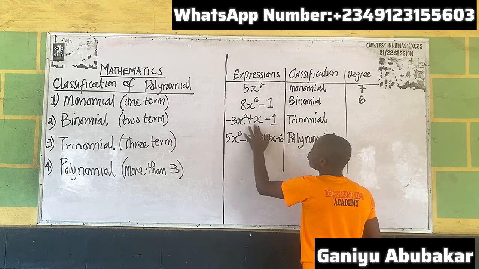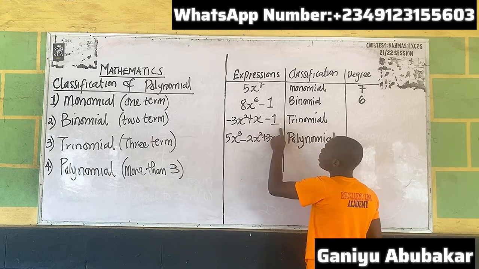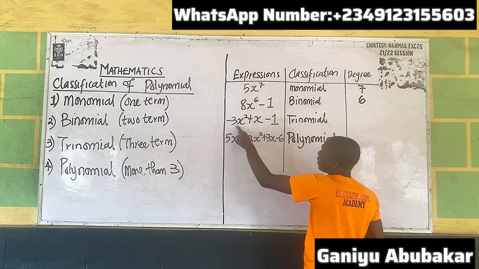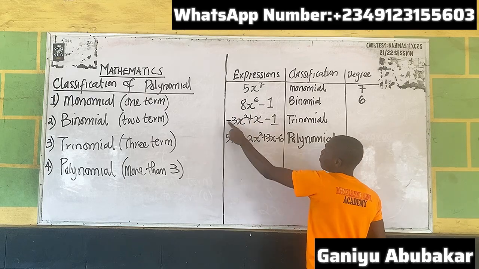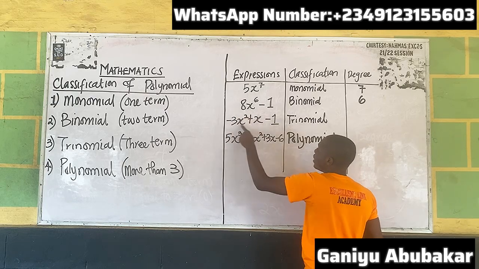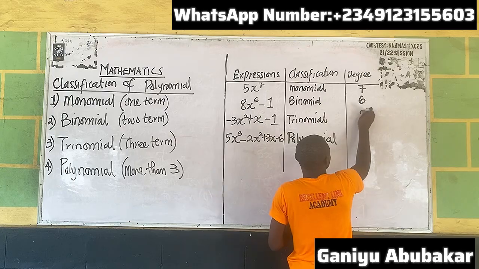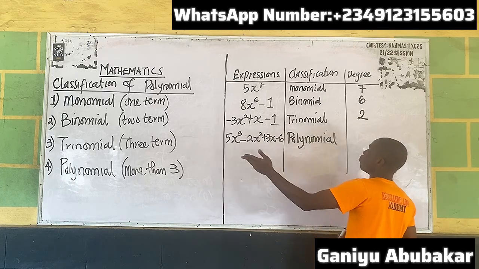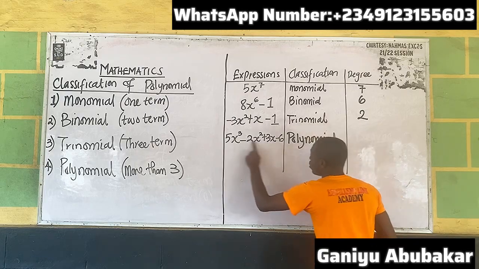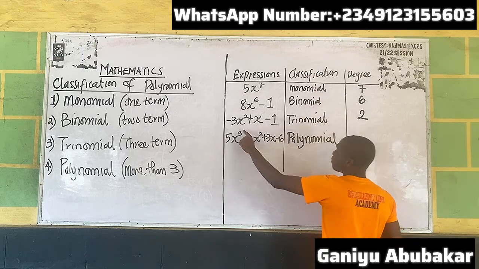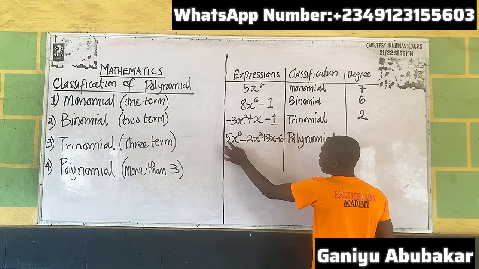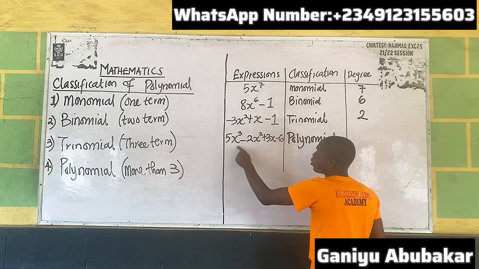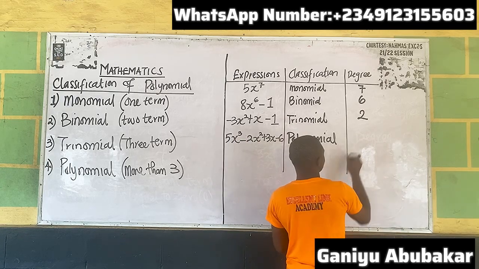I'm having 1, 2, 3 terms. Which one has the highest power? The highest power is 2. This one has the highest power, minus 3x squared. What's the degree here? It is 2. Then 1, 2, 3, 4, more than 3. Now in this case, which one has the highest power? I can see that it is this part here, 5x cubed. So the degree of 5x cubed is 3.